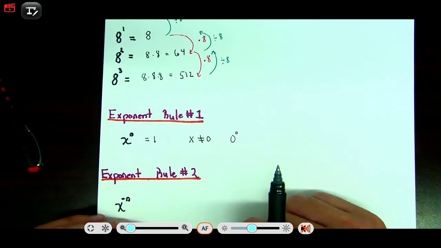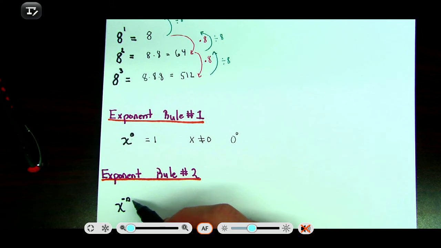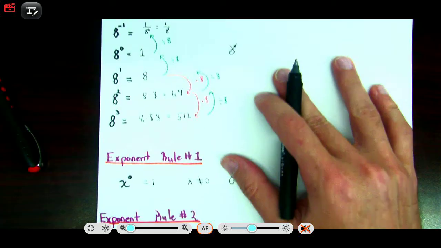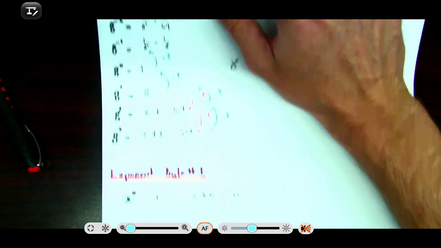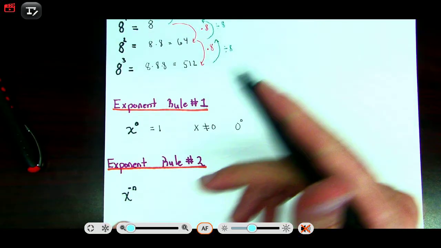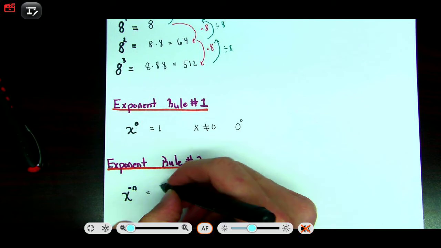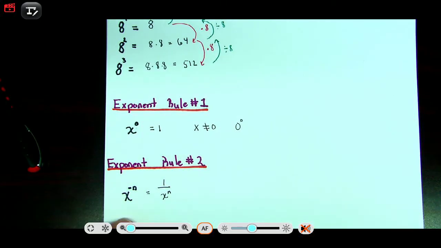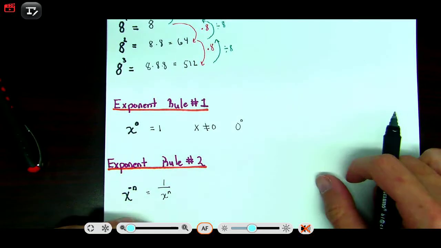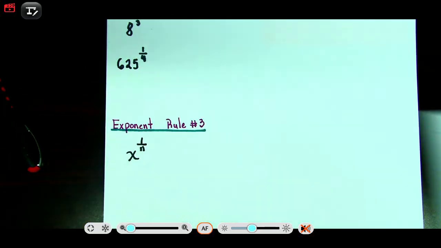If we have some x to the negative n, just like we had over here, like 8 to the negative 1 and 8 to the negative 2, the rule will be 1 over x to the n. Okay? So that's just the first little review. Let's look at the next part over here.